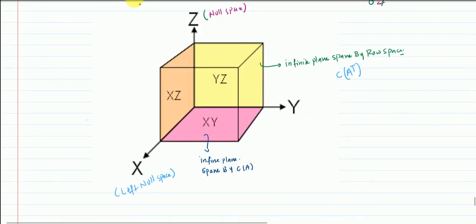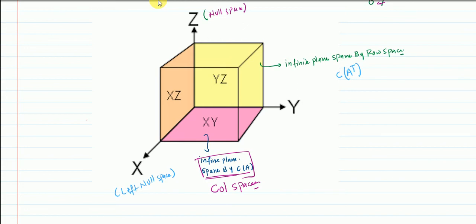So this xy plane in pink color is obviously an infinite plane, and this is the column space. All the vectors in the column space will be in the xy plane, and we found those two bases also, right? Those two bases will span this xy plane.